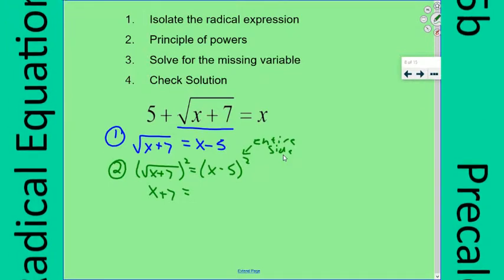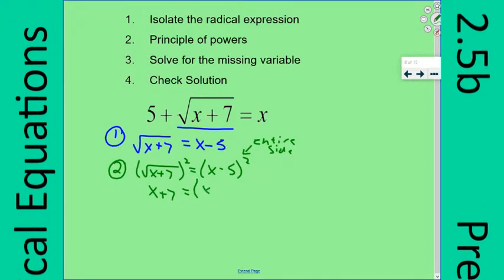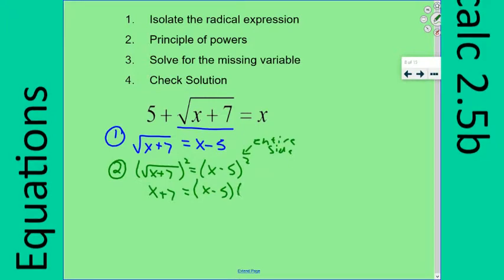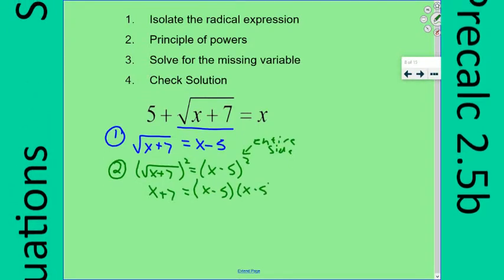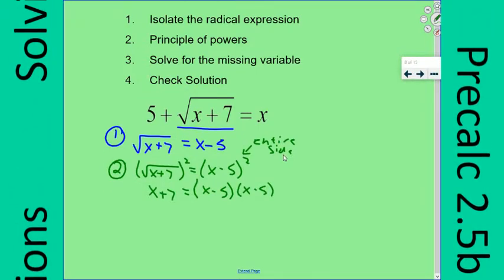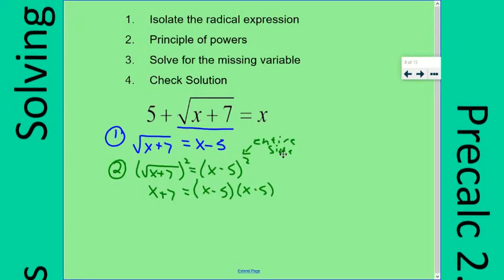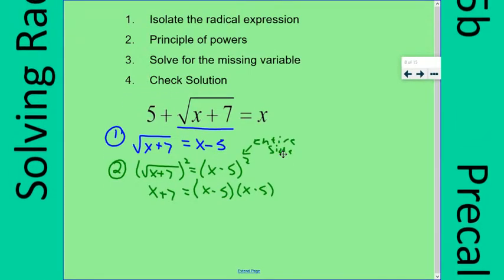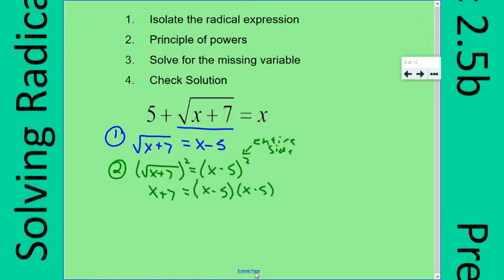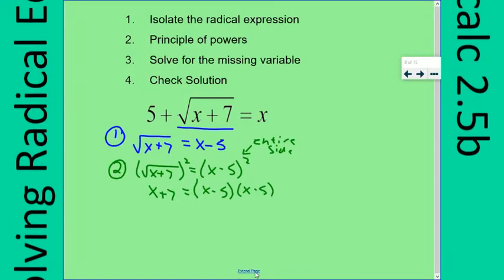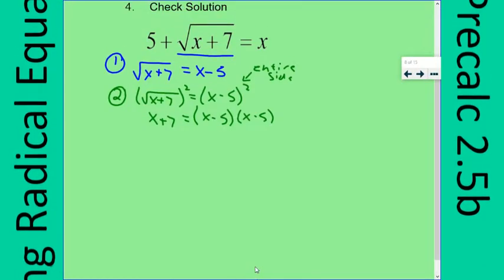So remember that something in parentheses squared is equal to x minus 5 times itself, x minus 5. And you have to distribute. You can't just square both of those things. It's going to be bad news bears if you do. So we have used that principle of powers to square both sides, and now we are going to solve for that missing variable.